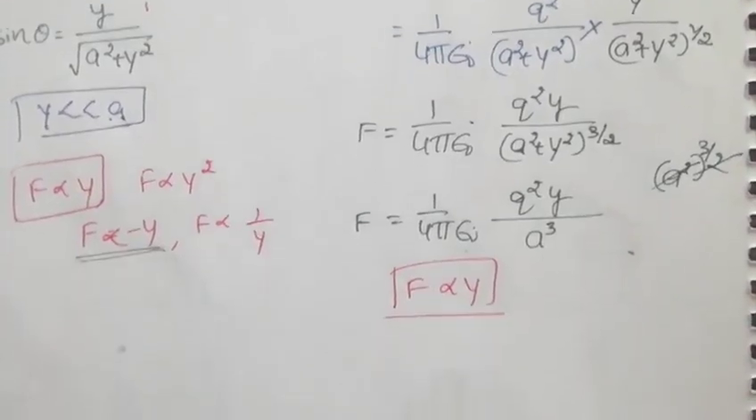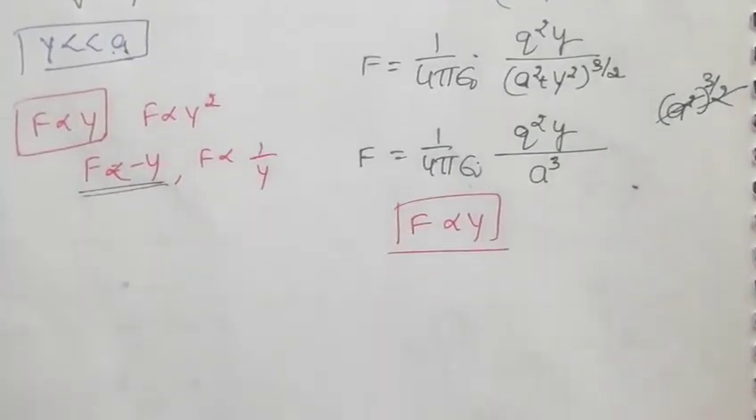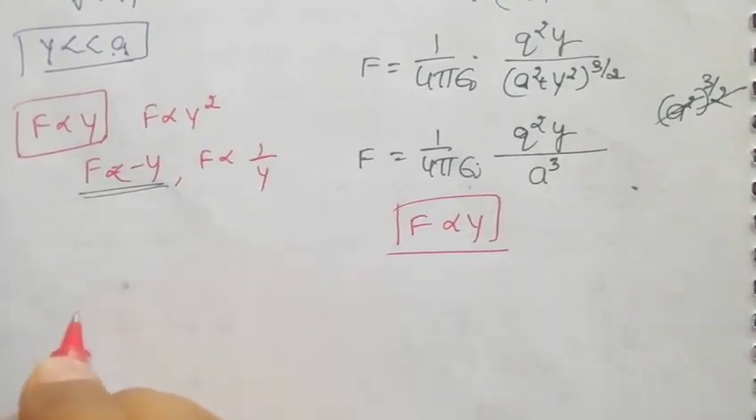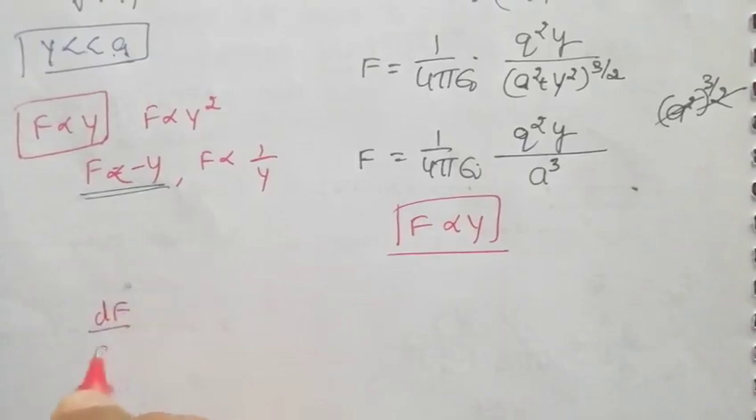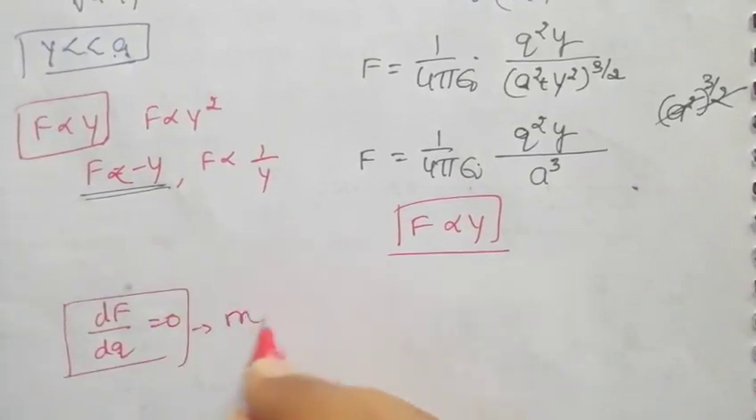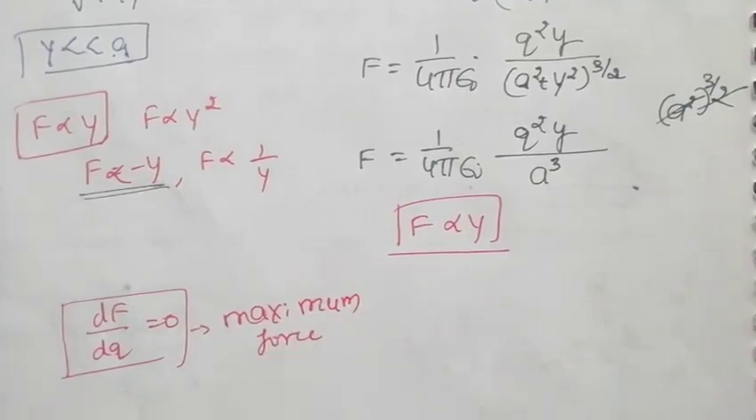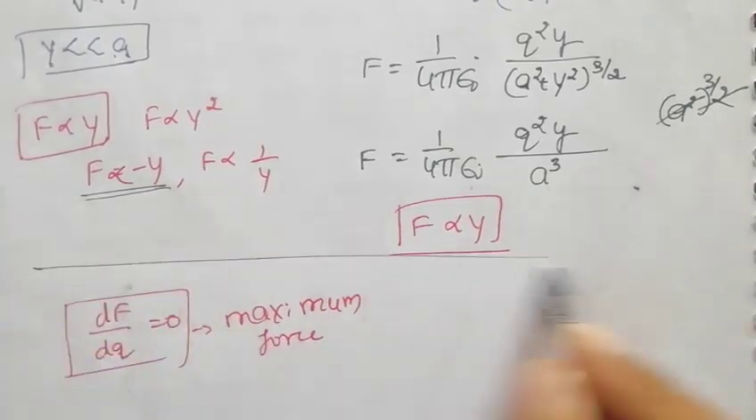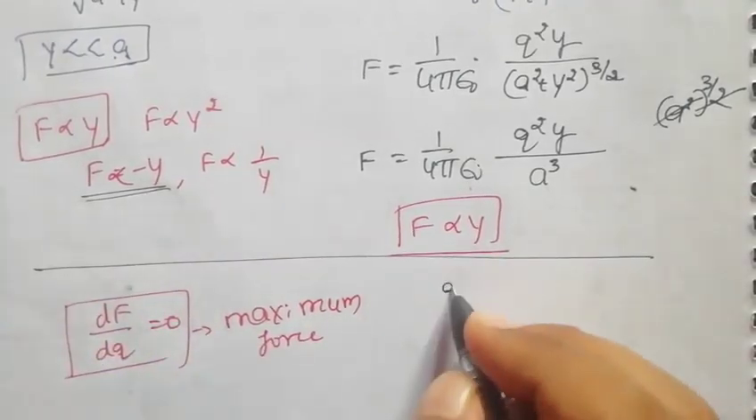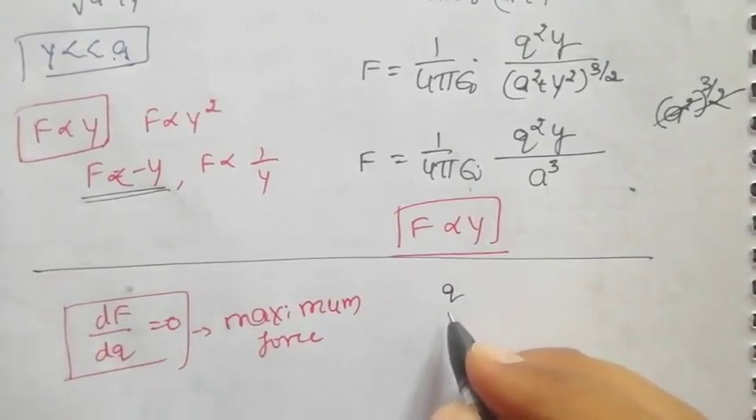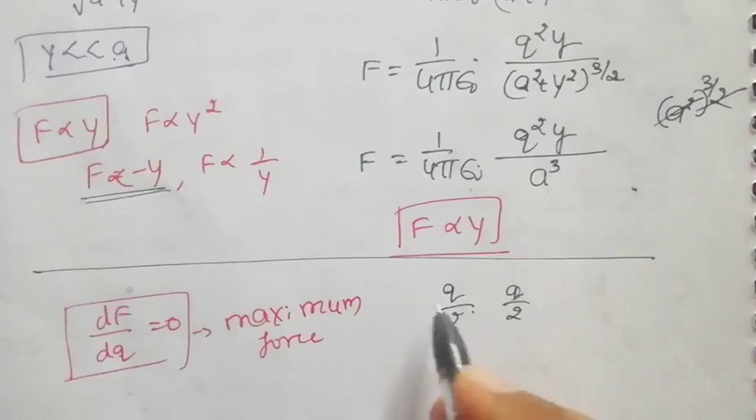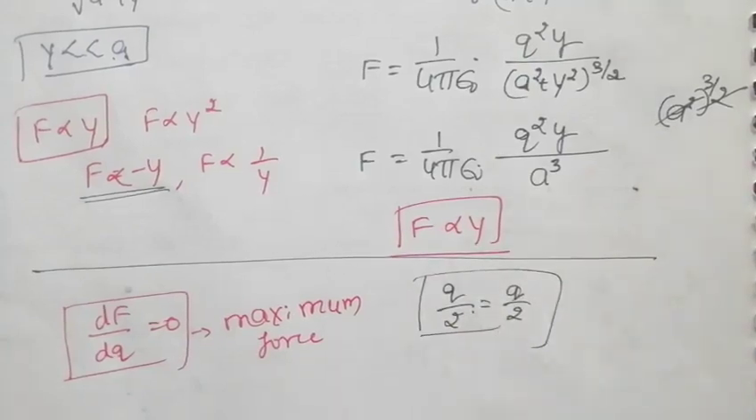Here I want to add some more topics. Sometimes they will ask you when the maximum force becomes equal to 0. That case you need to remember. Whenever the force is maximum, dF by dq must be equal to 0. So this is the condition for maximum force. Sometimes if they ask, there are two charges, when will they experience a maximum force? If both have equal charge, that is q by 2 and q by 2, then they will experience a maximum force.